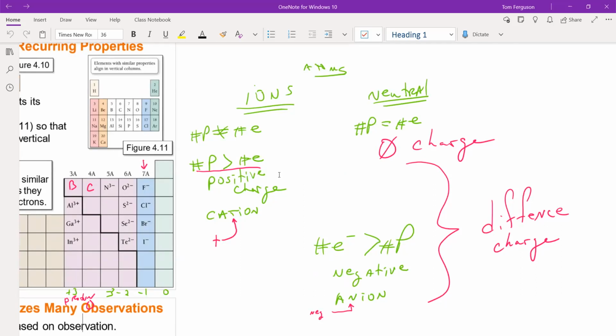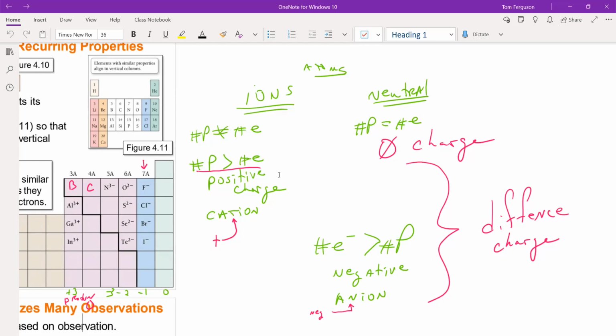Okay, so ions versus neutral charge. You definitely need to know this. An ion is when the number of protons and electrons are not the same. Hence, all ions, no exceptions, have charges. And the charge is indicated by the difference in charge between the protons and electrons. If there are more electrons, it's going to be a negative charge. If there are more protons, it's going to be a positive charge.